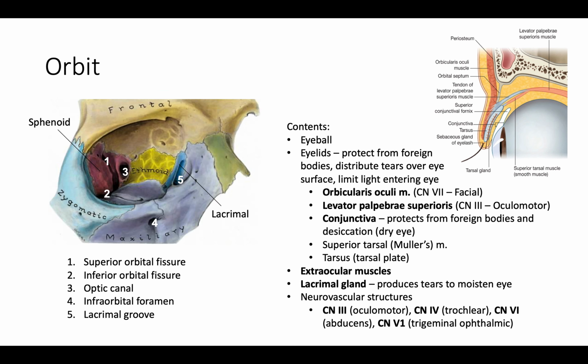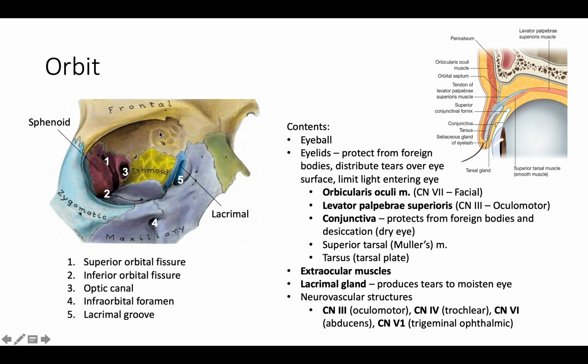Okay, so let's talk about the orbit. So there's a bunch of bones that are going to actually make up the orbit. We've got this sphenoid that's in pink. We've got the zygomatic. Here's maxillary. Here in blue is this lacrimal. Here's the ethmoid in the back, and then we've got the frontal at the top.